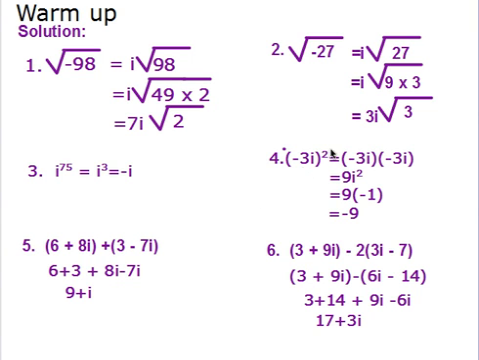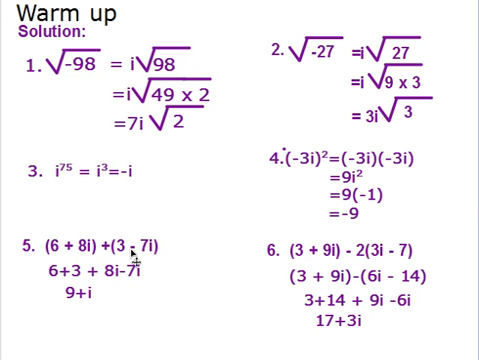Here we want to always, if it's something squared, write it out 2 times. When we write it out 2 times, we see that -3 and -3 become +9, and i squared really is -1. So we multiply that and get -9.